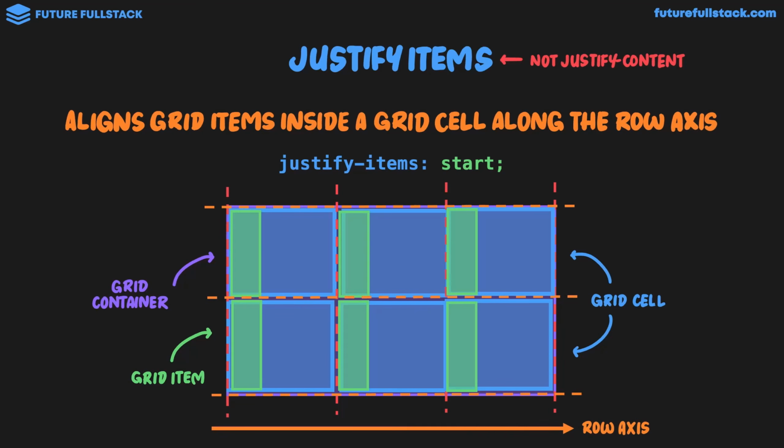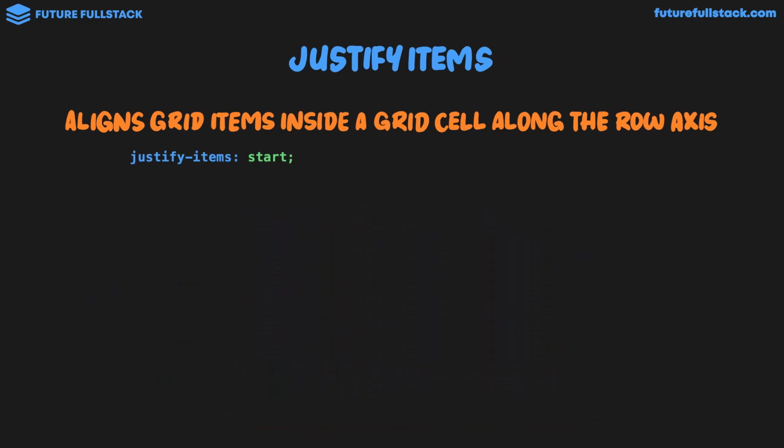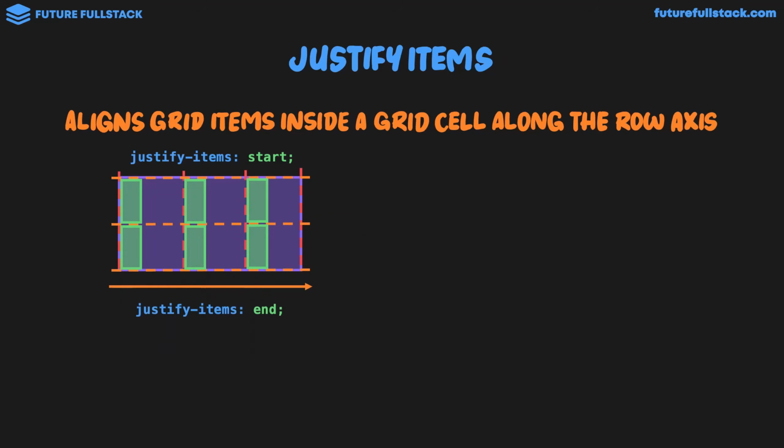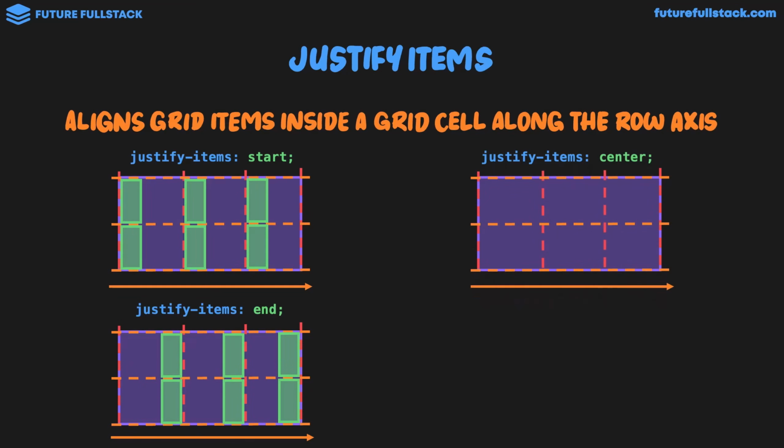Now there are 4 possible values we can use. The first value is Justify Items Start, which we just looked at earlier, and we'll align our grid items at the start of each cell along the row axis. The next value is justify items end. We have our grid container, and along the row axis, our grid items are at the end of each grid cell. The next value, justify items center. We have our grid container, and along the row axis, our grid items are in the center of their grid cell.